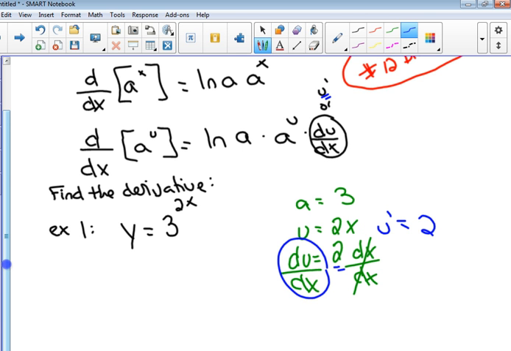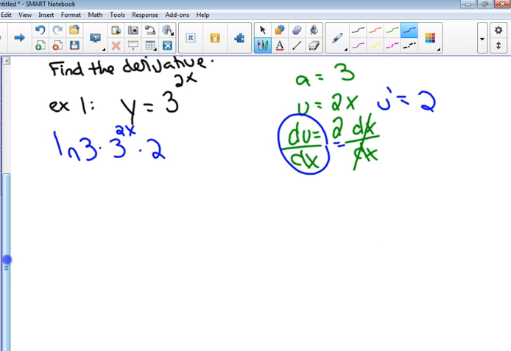Now, when we sub everything back in, we're going to be using this formula. So the derivative here is going to be ln of 3 times 3 to the 2x times 2. When you put it all together, we want to simplify some of this for sure. We can't do 6 because they're not like things, but you could do 2 out in front and then ln of 3.